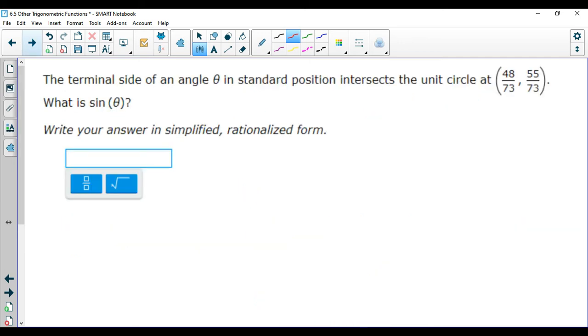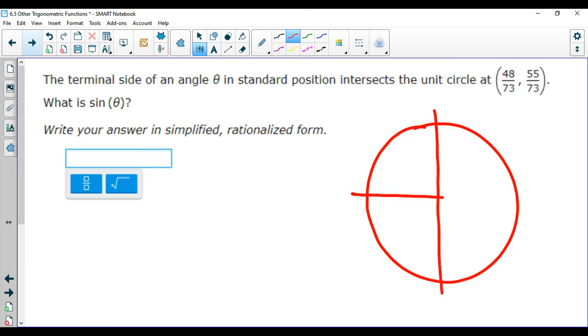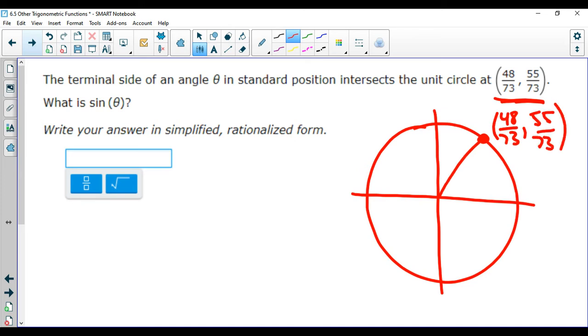Now, the other topic that we're going to look at is a similar idea, but using the unit circle. So let's say that I have a unit circle, and every time I do this, I want to draw the unit circle in. And it says here that the terminal side of angle theta in standard position intersects the unit circle at 48/73, 55/73. So I notice that that point is in the first quadrant, and I don't need to draw it extremely carefully here. I just need to draw it somewhere in the first quadrant for my diagram.